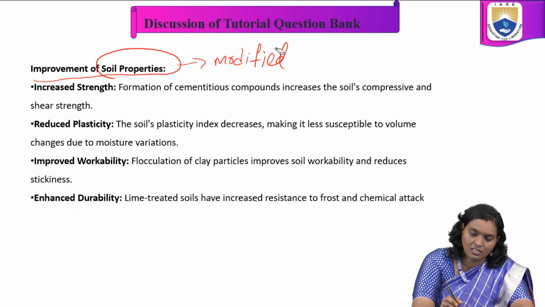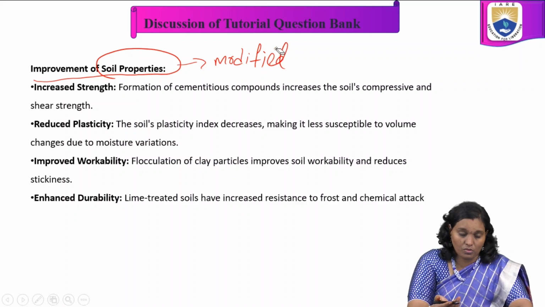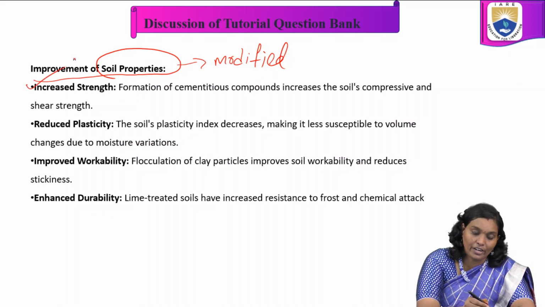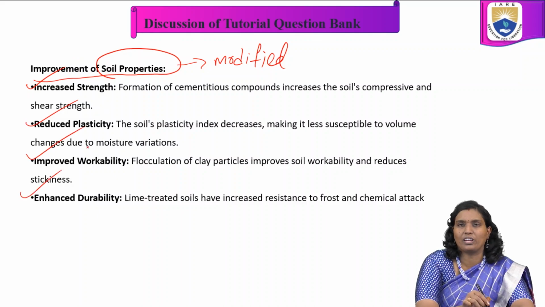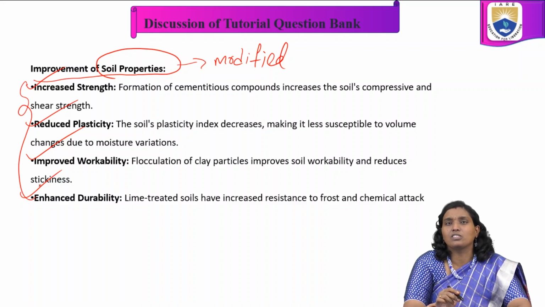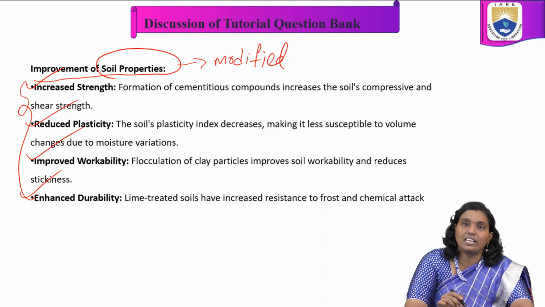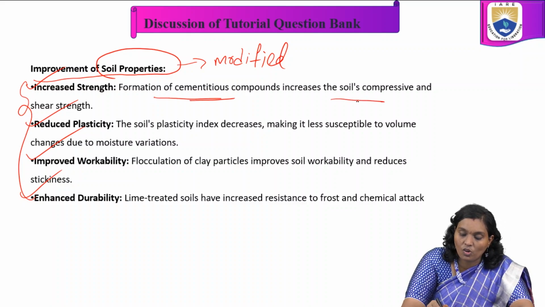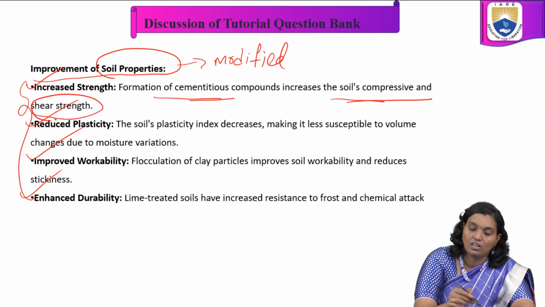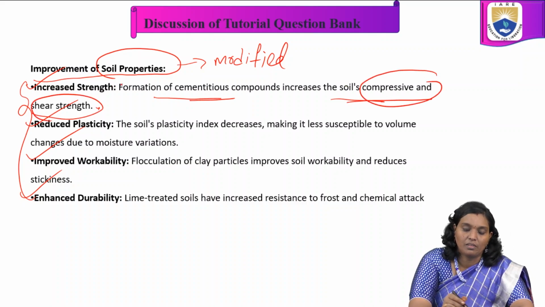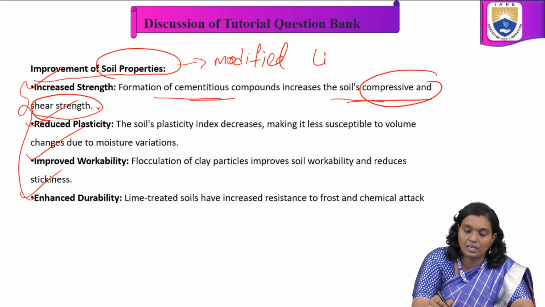Modified because of this lime stabilization: increased strength, reduced plasticity, improved workability and enhanced durability. These are some of the modifications that happen in our soil properties. In increased strength, the formation of cementitious compounds increases the soil's compressive and shear strength. So the compressive and shear strength are going to increase by using lime stabilization.